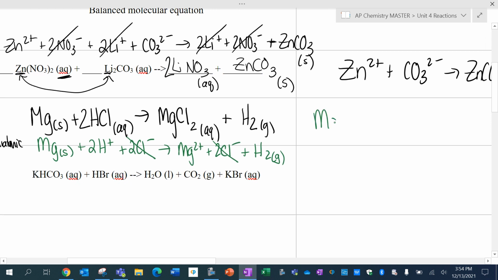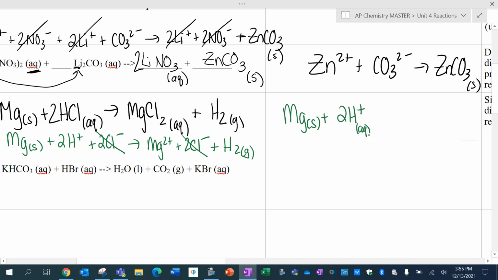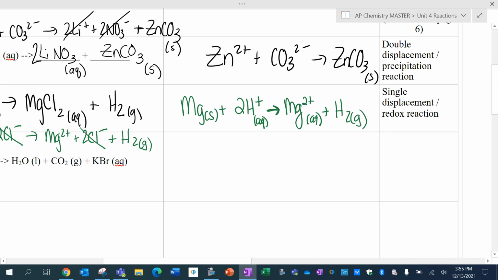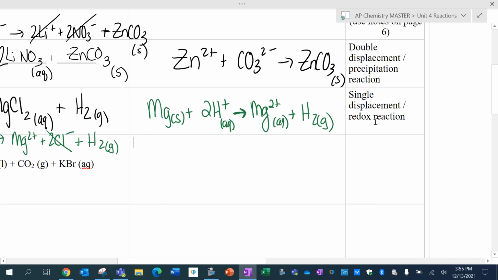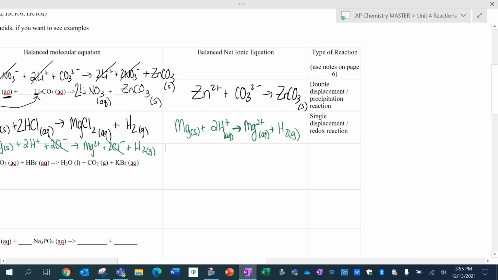So what's left over is solid magnesium, and then aqueous hydrogen ions. I'll label the states of matter on these ones. And then that turns into aqueous magnesium ions and then hydrogen gas. Okay. And then we'll see later on, this is something called a redox reaction. We'll talk more later about what that means to be oxidized and reduced.